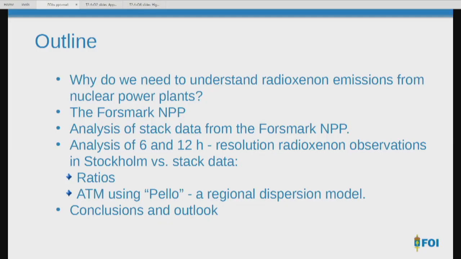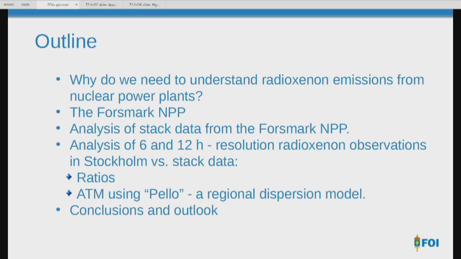Thank you very much, Romano. Can you hear me? Yes, good. Okay, so this is a presentation on an ongoing work that we are doing at FOI together with people at the Forsmark nuclear power plant in Sweden. We have access to data from the stack measurements for several years, and we have nice measurements in Stockholm, 110 kilometers away from the plant, with two different noble gas systems measuring on the same air.